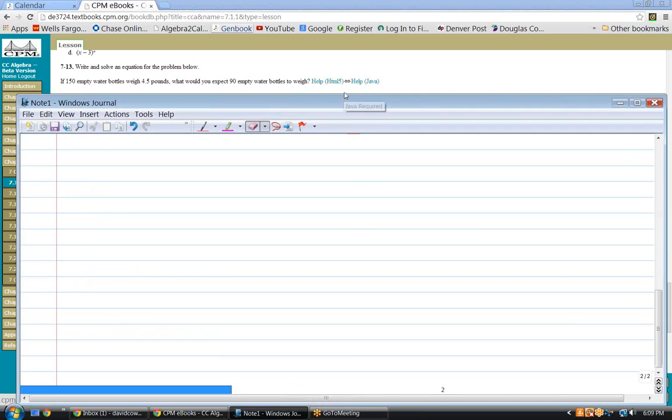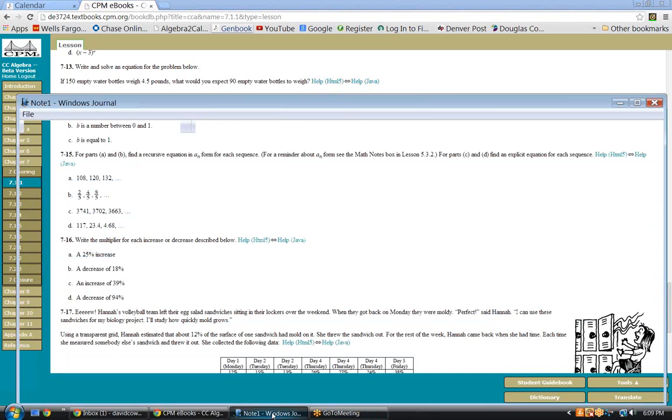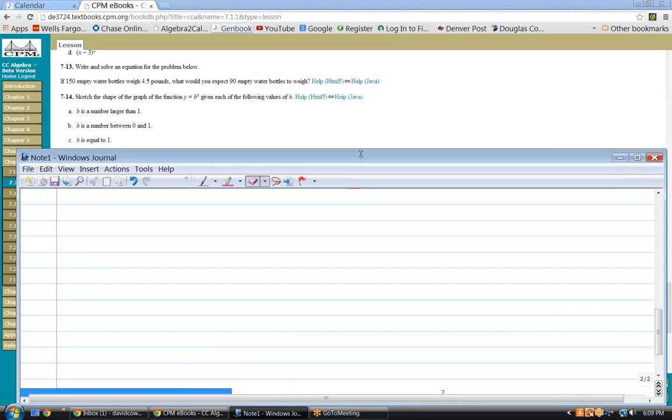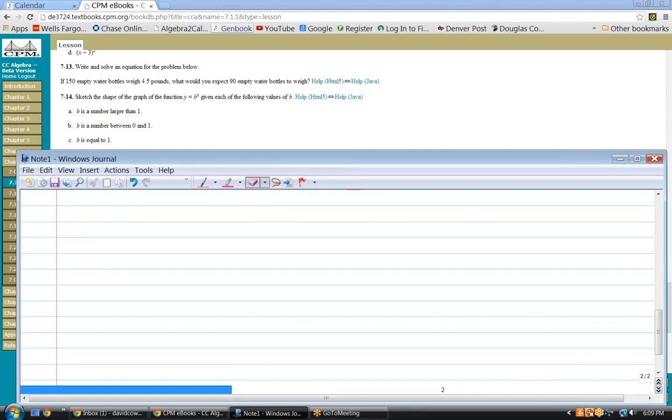7-14 is kind of a generic question about exponential functions. I think B is the one that I struggle with, because I already did A, but B is the one I struggle with because it's with fractions. And I've just never been good at fractions.